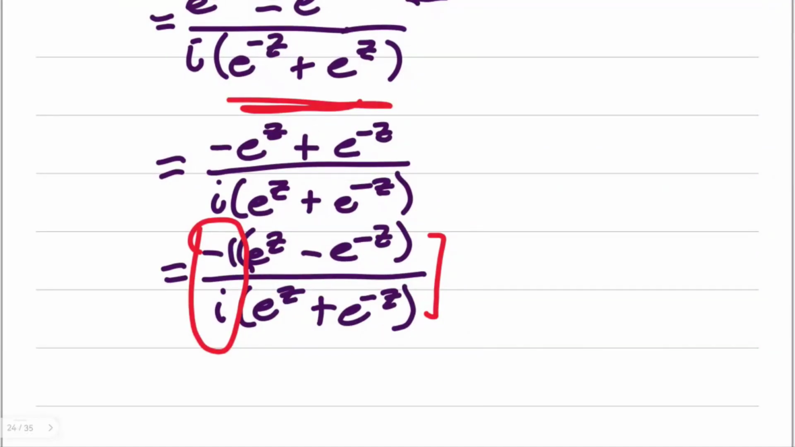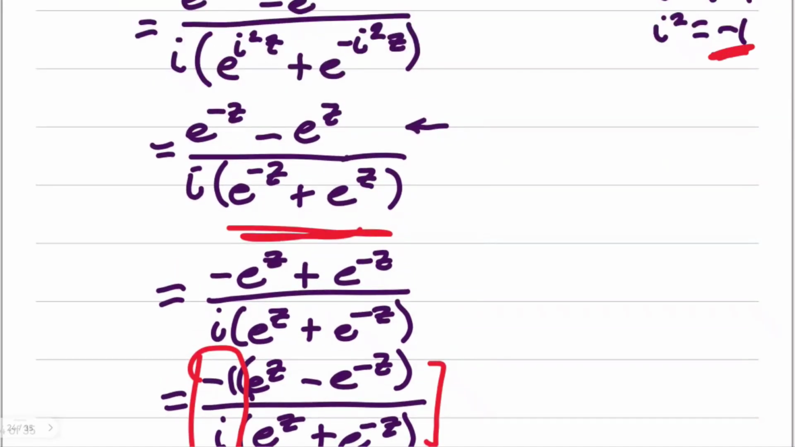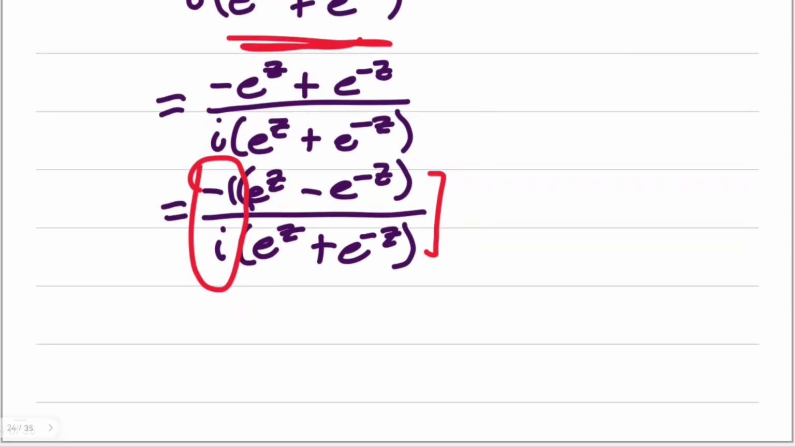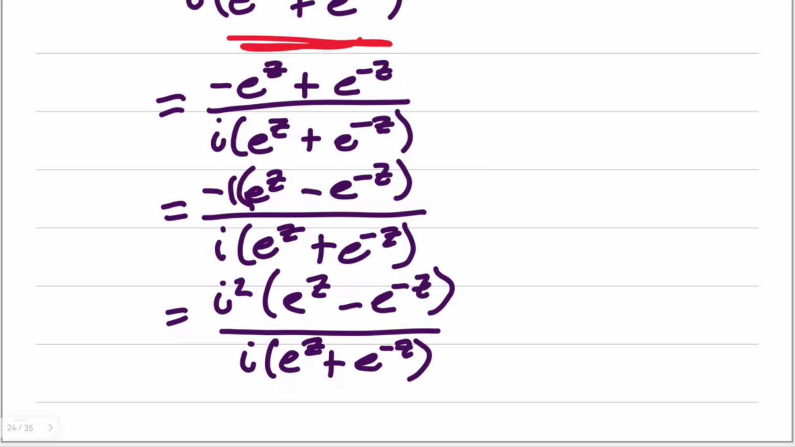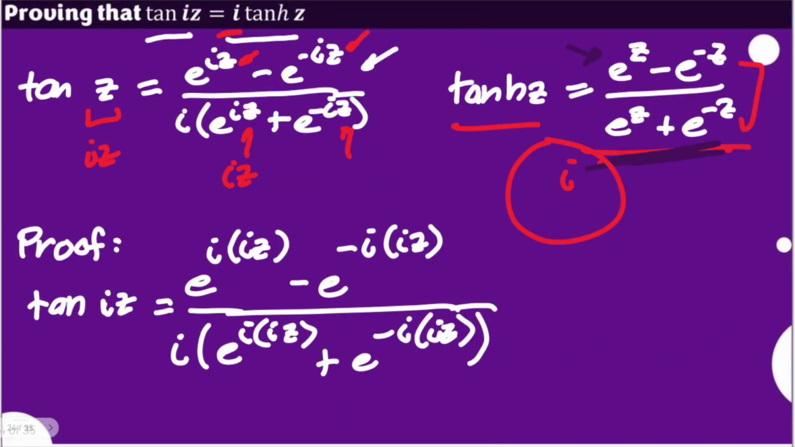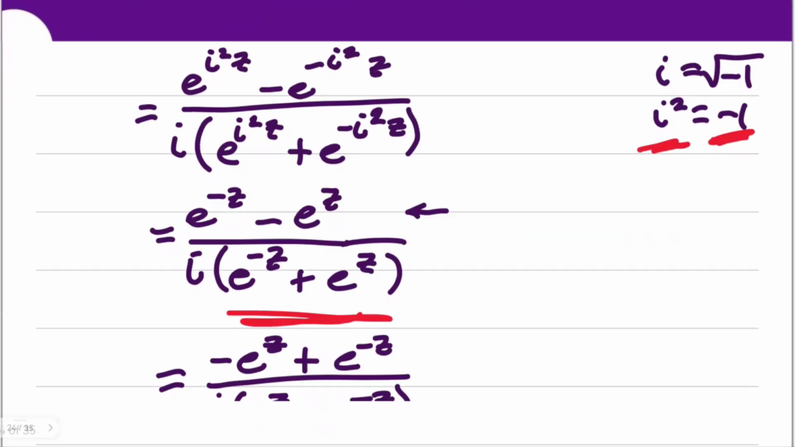That is where this will come in at this form, because we know that negative 1 is i squared, and we have here negative 1 in our numerator. So we can write our numerator into this form: i squared times e to the power of z minus e to the power of negative z, all over i times e to the power of z plus e to the power of negative z. With that, we can now cancel one i, and we have here a factor of i with this already equivalent to the hyperbolic tangent of z. So we have here the final form.